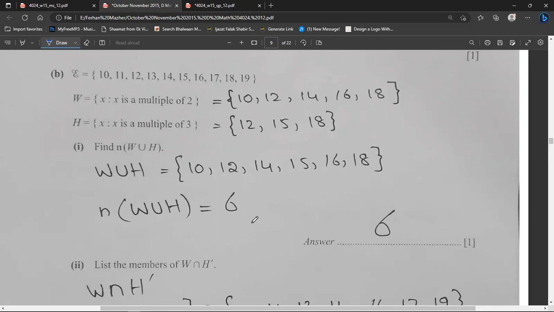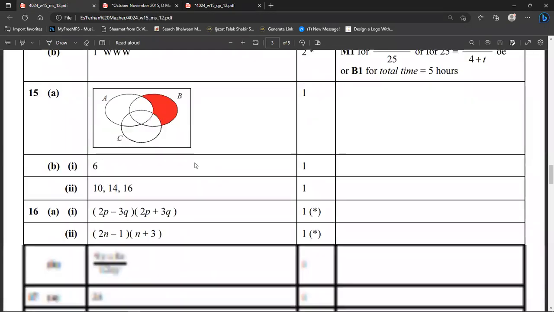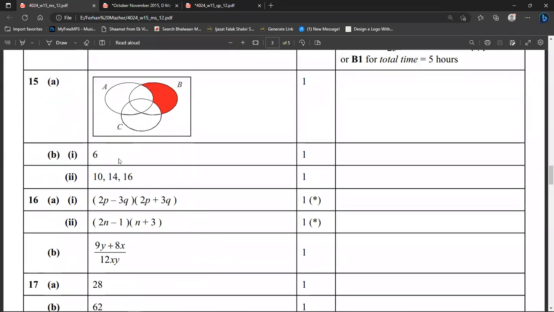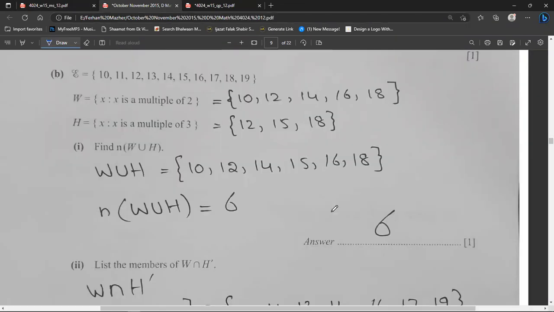So you will have 10, 12, 14, 15, 16, 18. So how many members are in W union H? There are 1, 2, 3, 4, 5, 6. There are 6 members. So this is how you do that. Question number 15 B first part, 6 members. This is how this is done.